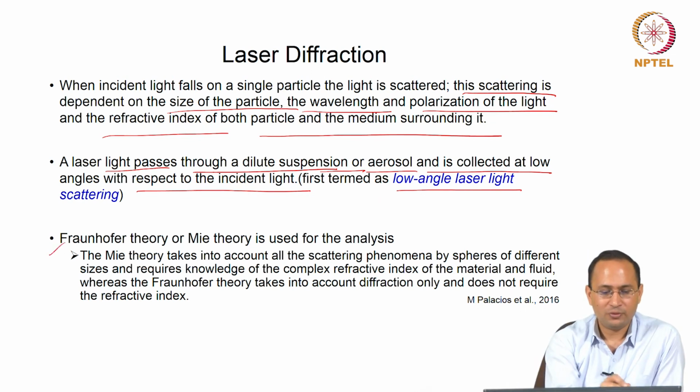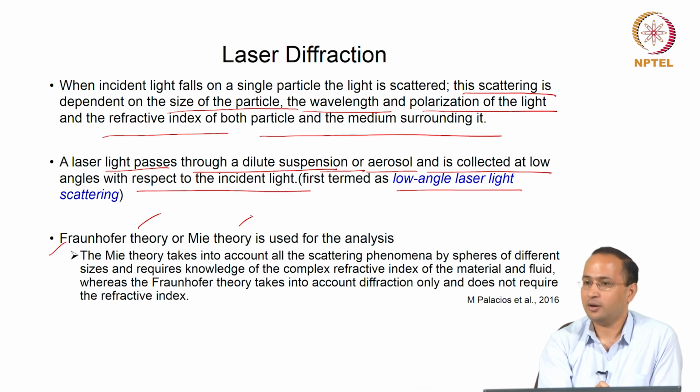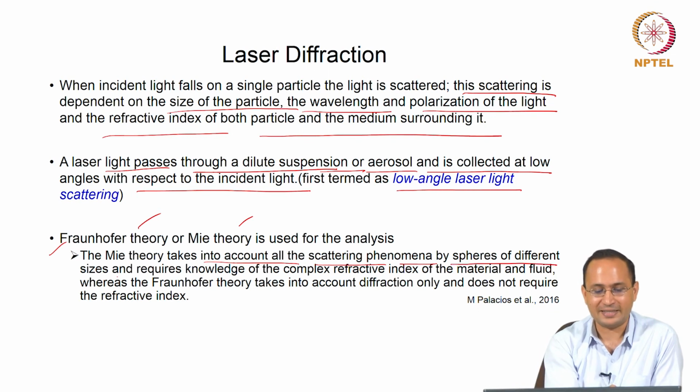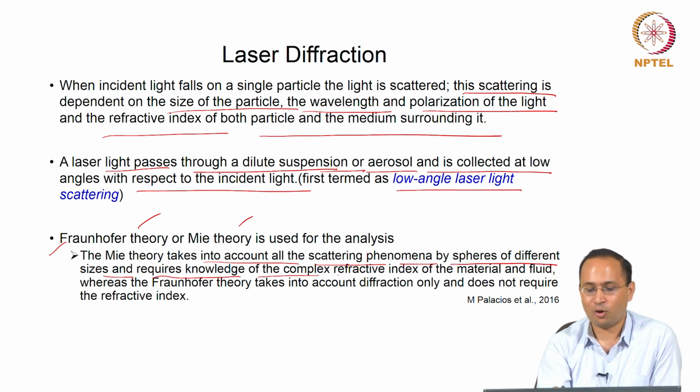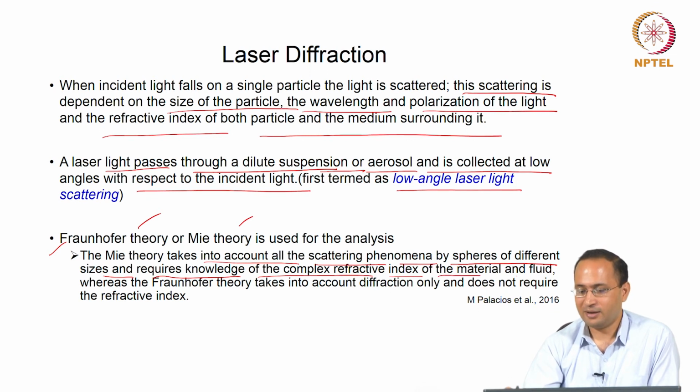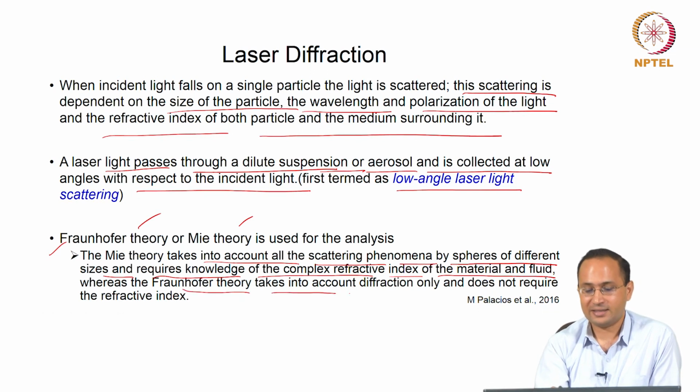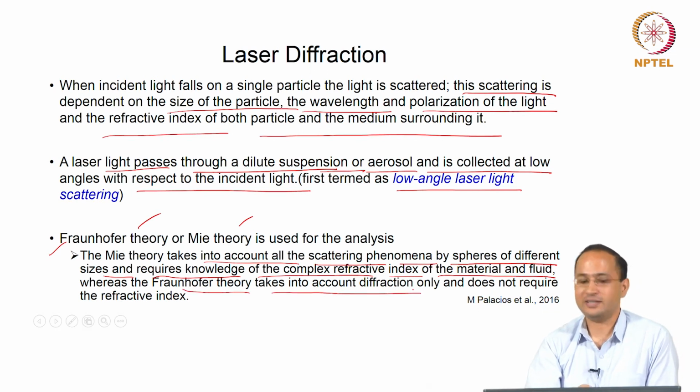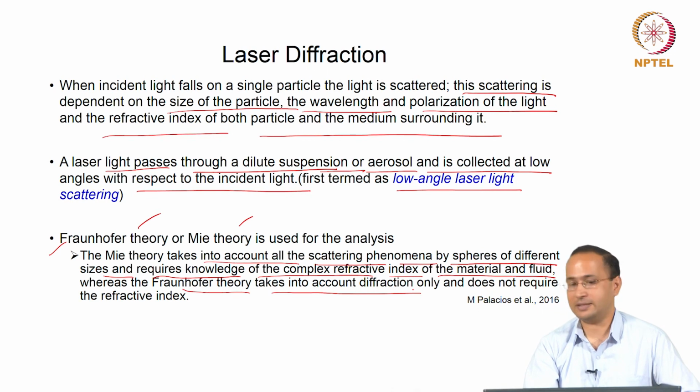So, we can use two theories, Fraunhofer's theory or Mie theory. Typically we use these two theories for the analysis. So, Mie theory takes into account all the scattering phenomena by spheres of different sizes and requires knowledge of the complex refractive index. Okay. We will come back to it in the next slide, but Fraunhofer theory takes into account diffraction only, it does not require the refractive index.